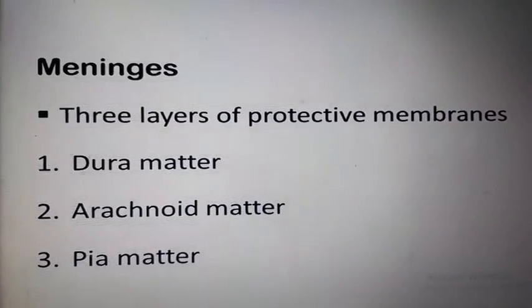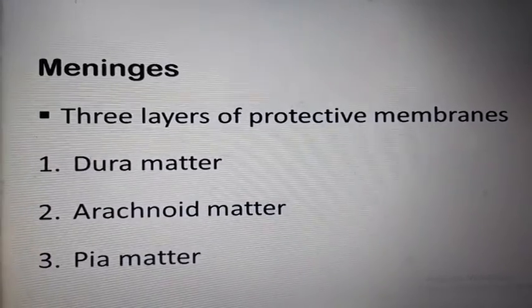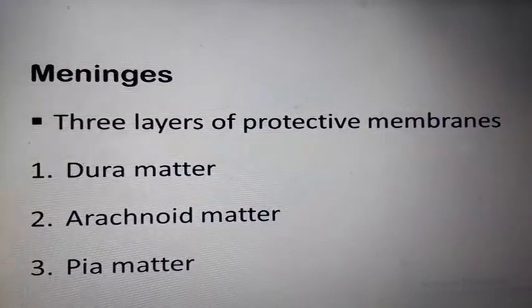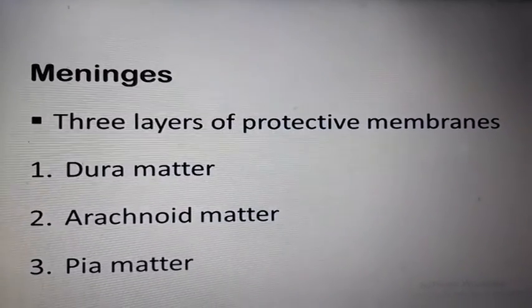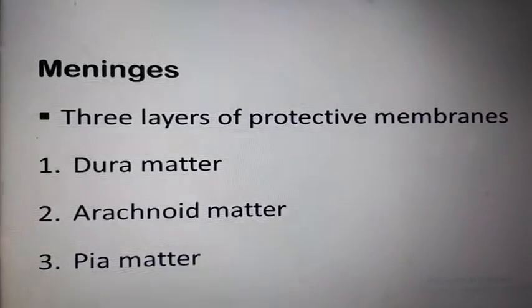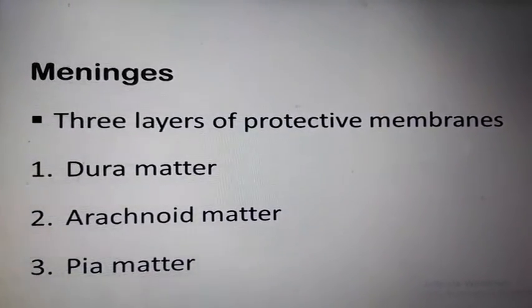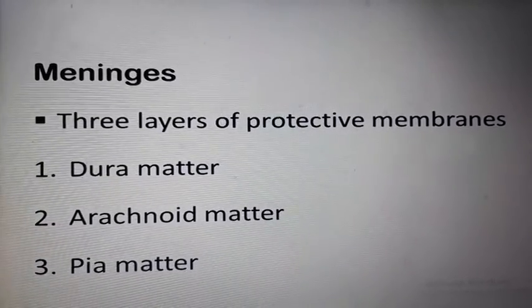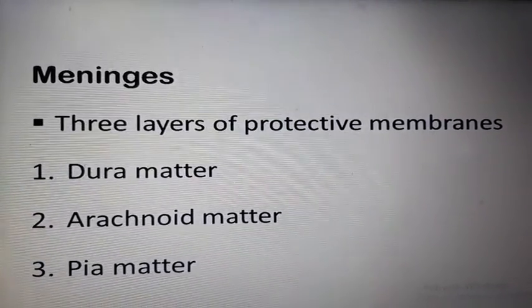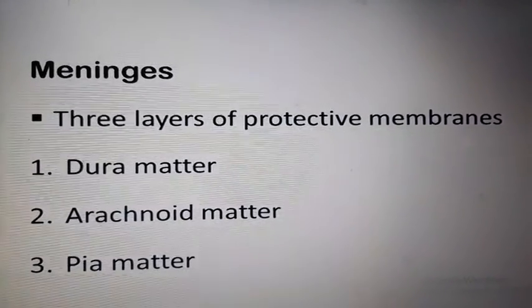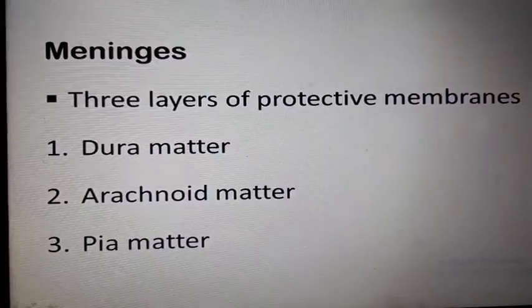The outer layer is the dura mater, and in terms of structure, it is a tough fibrous membrane. The middle layer is the arachnoid, which is delicate and connects to the innermost layer, the pia mater. The pia mater contains small blood vessels that nourish the spinal cord.